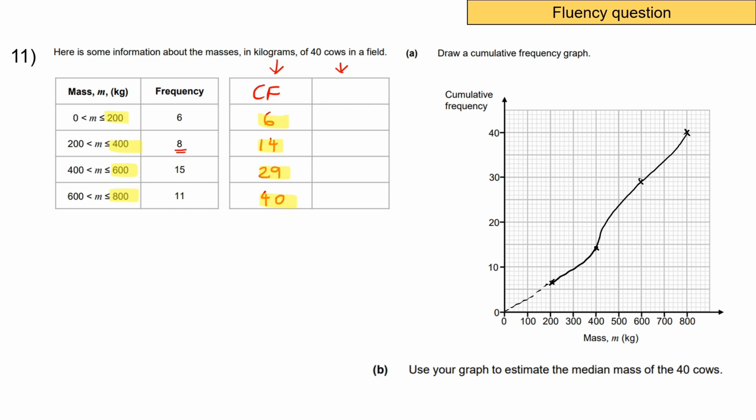Use your graph to estimate the median mass of the 40 cows. So for the median, 40 is the maximum point. Halfway through is going to be the median, which is 20. So we go to 20, we go along. As soon as we touch the graph, we're just going to go down.